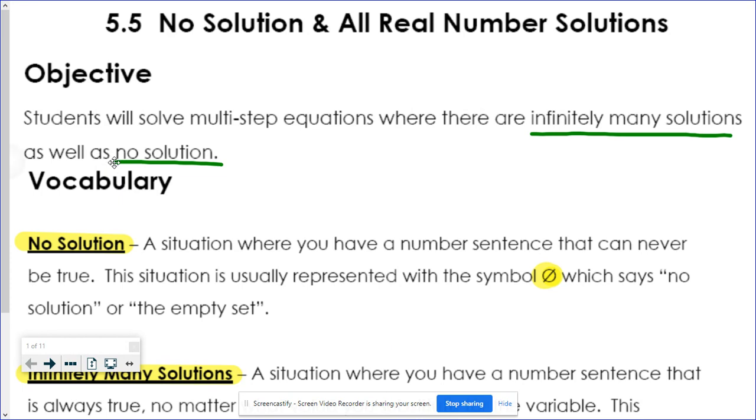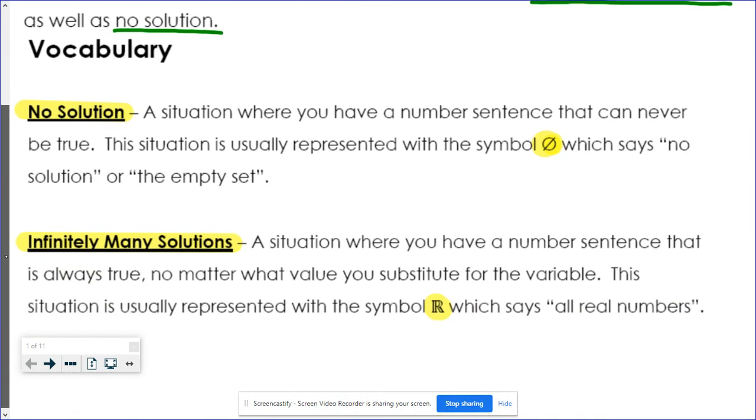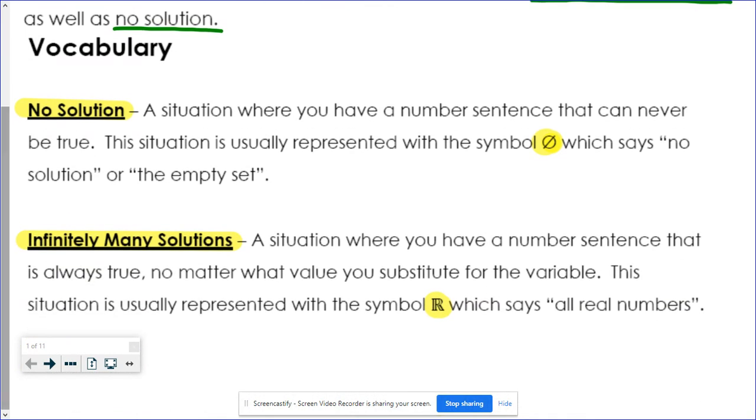So when we get a problem that has no solution, that means that when I solve my equation, I get all the way down to, remember, we always try to get the variable by itself. Sometimes the variables just go away. If there's no variables left, and we have a sentence, an equation, that can never be true, that's when we're going to get a no solution. So if we end up with something like 5 equals 7, well, no, it doesn't.